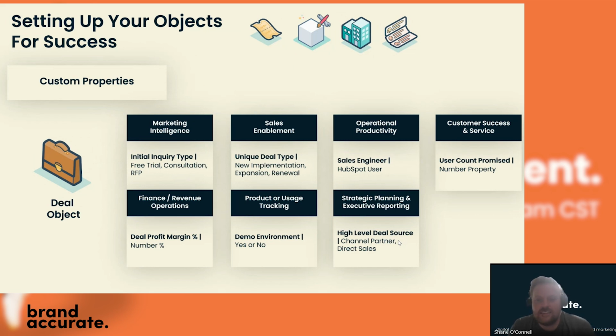Which is kind of leaning into strategic planning and executive reporting, but maybe you have a high level deal source baked in. So again, they have these baked in, but maybe there's an additional layer that's more tailored to your brand that you want to bake in to a deal source.